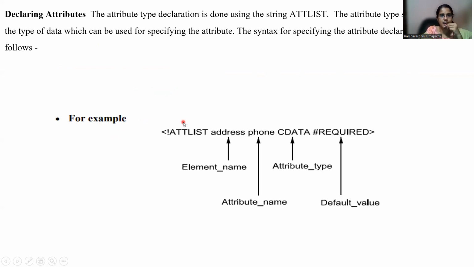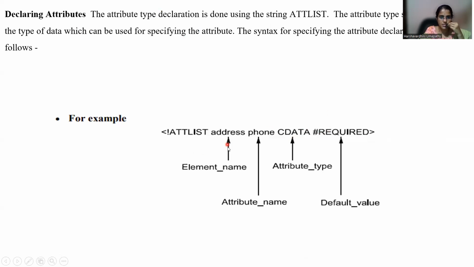Next one, declaring the attributes. To declare the attribute, we have to use ATTLIST declaration. This ATTLIST is attribute list. It is used to specify the type of data which is used for specifying the attribute. This is the syntax: ATTLIST address phone CDATA #REQUIRED.